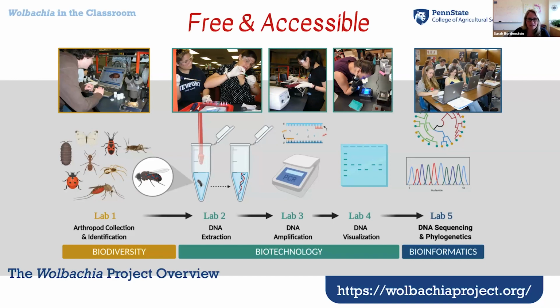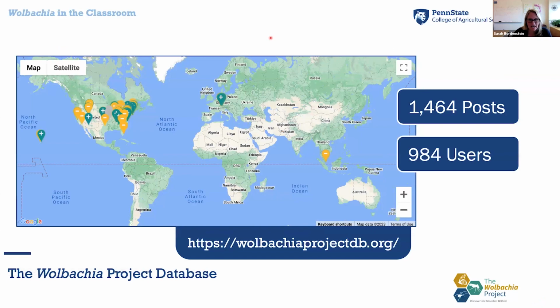communities. And as I mentioned, we have a Wolbachia project database that features both positive and negative data. Both are equally valid. When we're looking at host microbe interactions, we really want to know, is the microbe there or isn't it? Students can upload this to our database. In the last 2.5 years, we've had almost 1,500 posts from nearly 1,000 students.